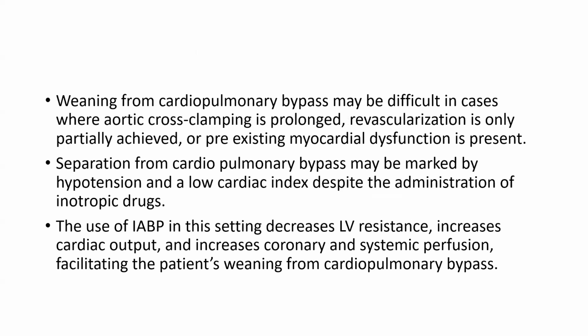Weaning from cardiopulmonary bypass may be difficult in cases where aortic cross clamping is prolonged and revascularization is only partially achieved, or pre-existing myocardial dysfunction is present. Separation from cardiopulmonary bypass may be marked by hypotension and a low cardiac index despite administration of inotropic drugs. The use of IABP in this setting decreases LV afterload, increases cardiac output, and increases coronary and systemic perfusion, facilitating the patient's weaning from cardiopulmonary bypass.